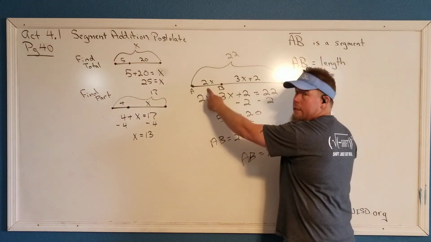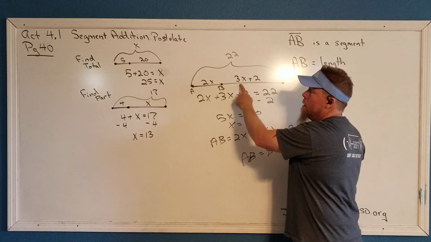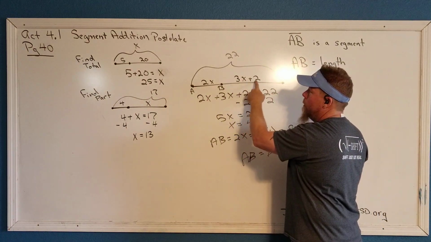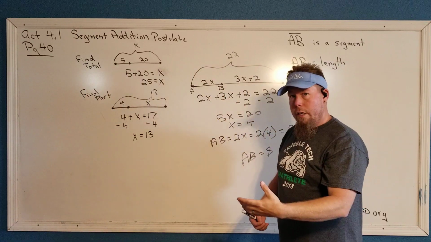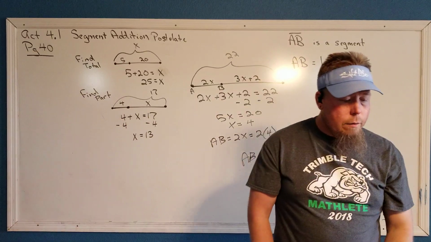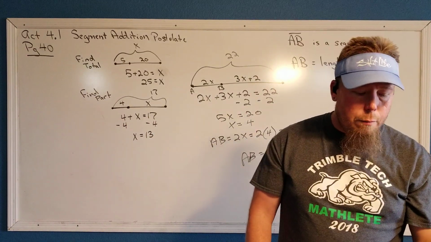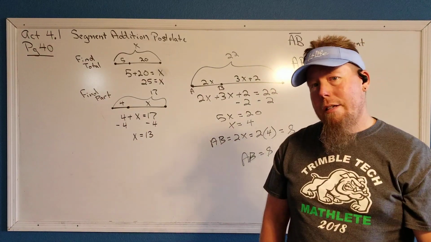And obviously, if this is 8, this would be what's missing, right? So you could plug in the 4 here. 3 times 4 is 12, plus 2 is 14, or you could do 22 minus 8. Both of those would give you 14, okay? What I'd like you to do now is number 5. Take just a few minutes to do number 5, and then we'll come back together and talk about midpoint.